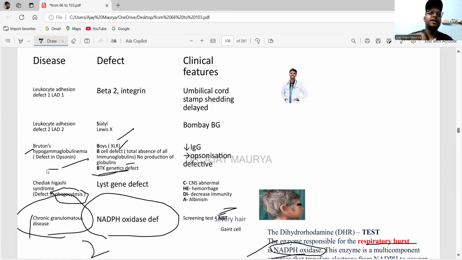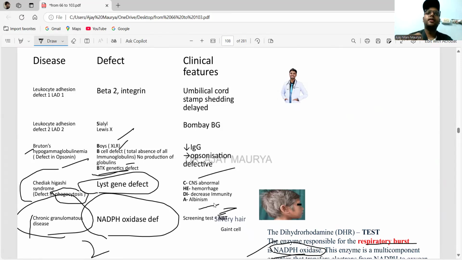Next is the Chediak-Higashi syndrome. This is the defect in what? Defect in the phagocytosis, in the gene called LYST gene. They will show you the image in the question. They will mention that the patient is having a CNS abnormality, hemorrhage and decreased immunity, and there is albinism. Okay, they will mention the albinism also.